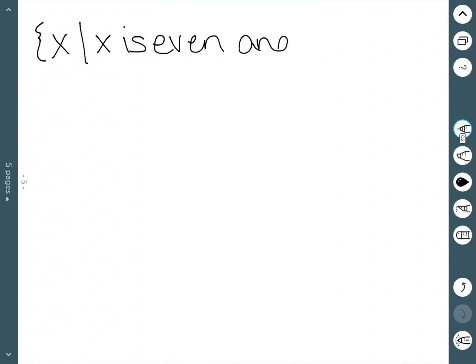I'm going to rewrite my examples from the roster method in set builder notation. My first one, I had the set of all x such that x is even. And my first example started at 0, but not past 10. So the set of all x such that x is even and 0 is less than or equal to x is less than 10. There may be other ways we can do this. We could say less than or equal to 8. We could say less than 9. But this is just one example.